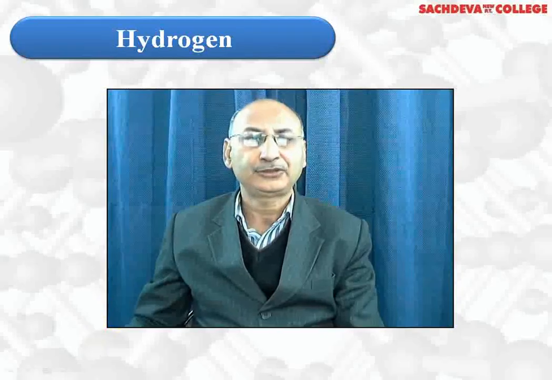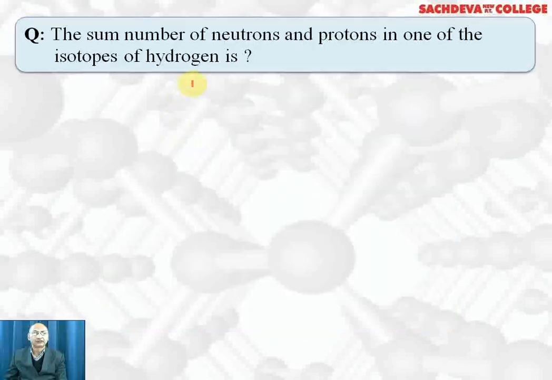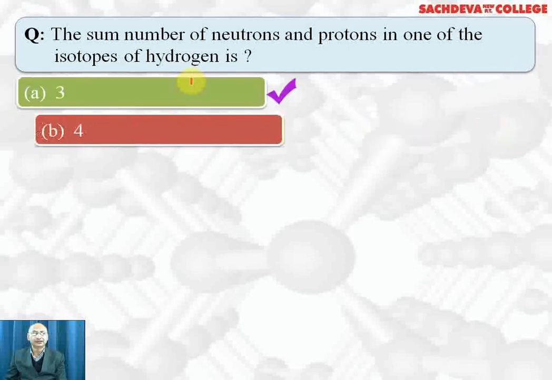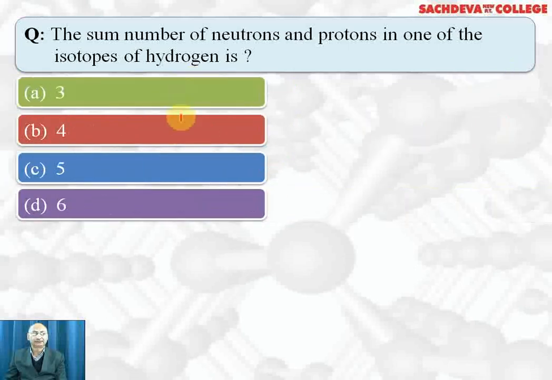Let's take up MCQs based on hydrogen and its compounds. The sum of the neutrons and protons in one of the isotopes of hydrogen is: 3, 4, 5, 6. Correct answer is 3. Two neutrons are there in tritium and one proton, so 2 plus 1, 3 is the highest which is possible. So A part is the correct answer.